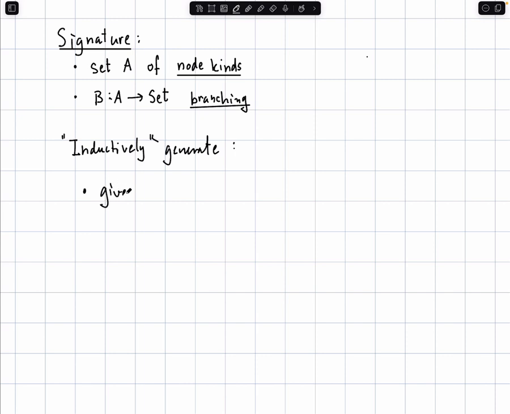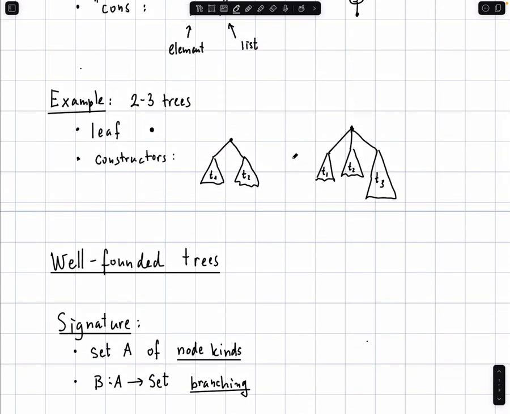Given any branching kind, little a and a map F which assigns to every element of B of A. Think of the elements of B of A as branch names. So up here you would have the branch names like left and right.